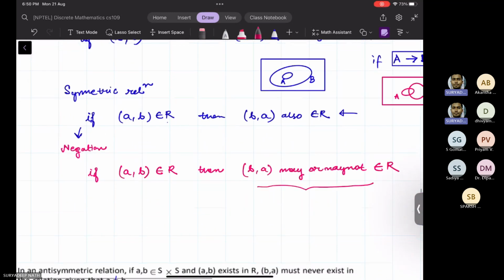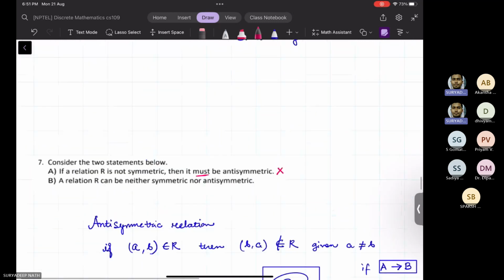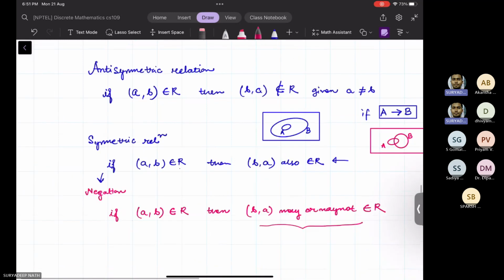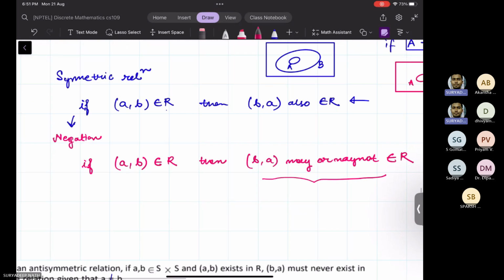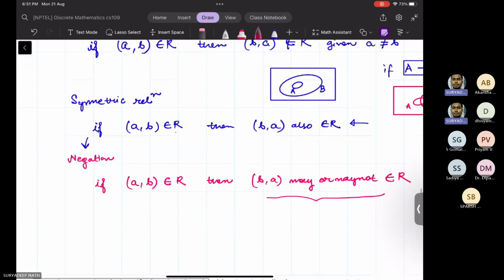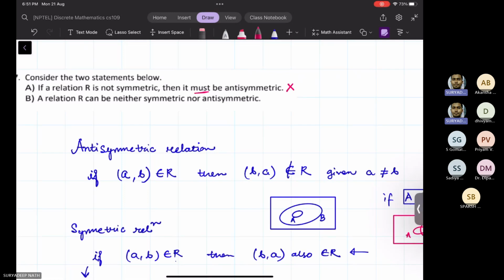If it was like you said, that if (A, B) belongs to R, then (B, A) does not belong to R, and if that was the negation, then statement A would have been right. But the actual negation is that if (A, B) belongs to R, then (B, A) may or may not belong to R. So that is why the first statement is wrong.